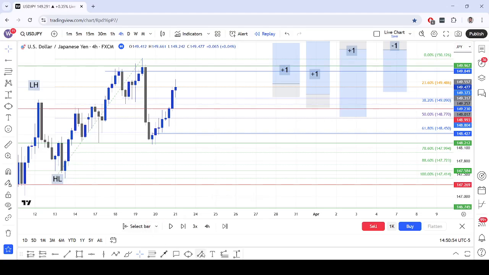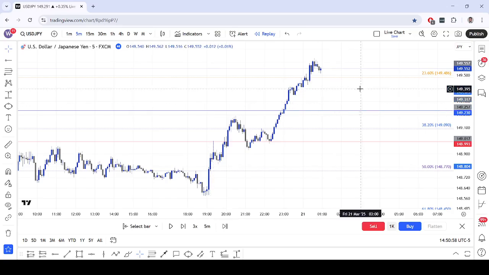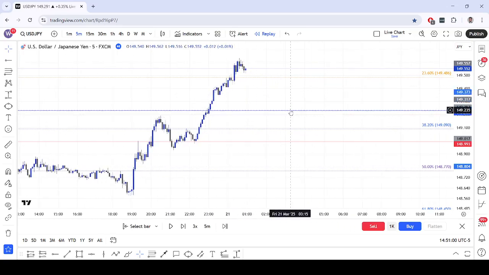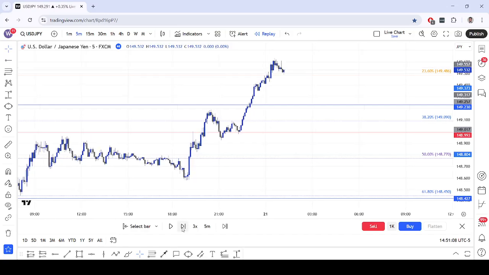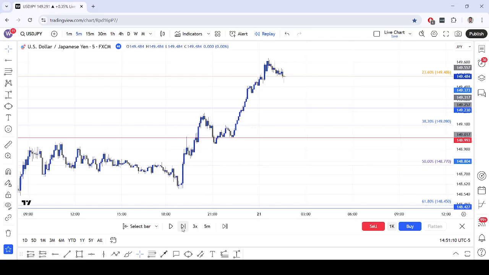pullback. So until then, I jump onto my 5-minute time frame, and I look to see if there's any way I could get an entry in to also get a hold of this pullback that is going on. I just don't know if I'm going to get one. So let's see what it does.